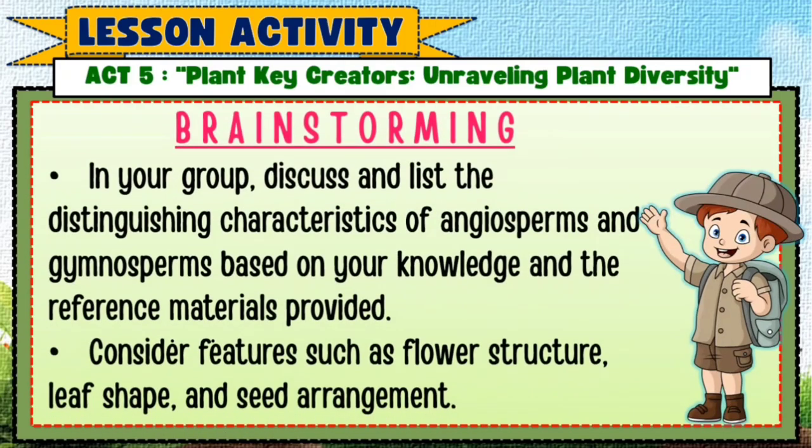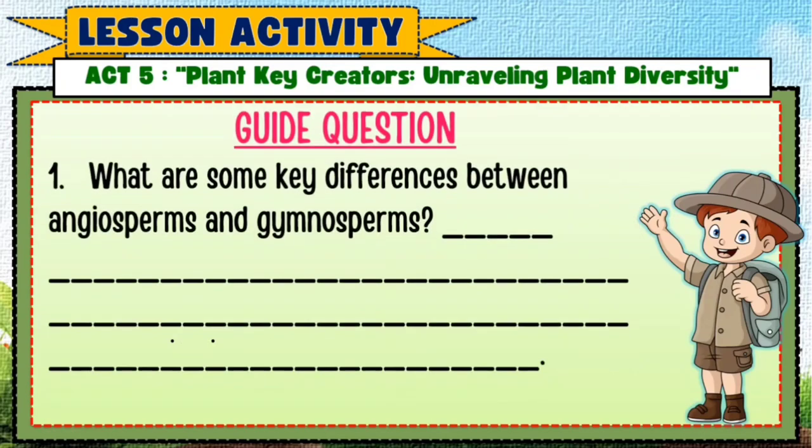So first, you need to brainstorm. In your group, discuss the distinguishing characteristics of angiosperms and gymnosperms based on your knowledge and the reference materials provided. Consider features such as flower structure, leaf shape, and then seed arrangement. Guide question.